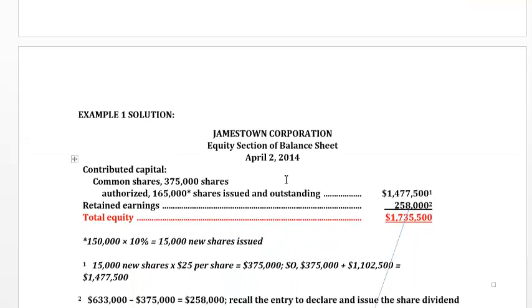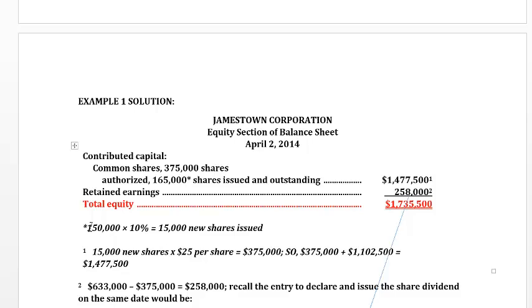Why is that? Well, don't forget, of the 150,000 shares that we had issued and outstanding before the share dividend, 10% are now being issued as new shares, which is 15,000 new shares. So 150,000, if we want to type it in here, plus your new 15,000 shares is going to give you 165,000 shares. And that's what we have here. Notice that the amount of paid-in capital here of 1,477,500 is also recalculated because we're issuing these shares.